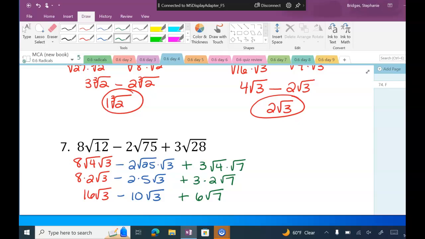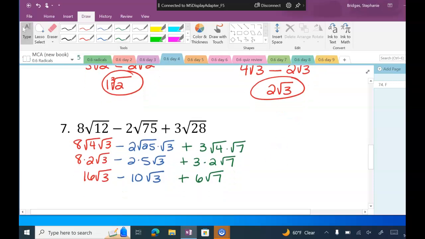Are they all three the same? No. Don't have any of them that are the same. Yes, so I can combine the ones that are the same. The one that is not is just going to have to come down, and we will end up with 2 terms instead of 3. So I'm going to do the square roots of 3. 16 minus 10 is 6 square roots of 3. And then because I cannot put that square root of 7 with it, I just bring it down, and I leave my answer just like that.